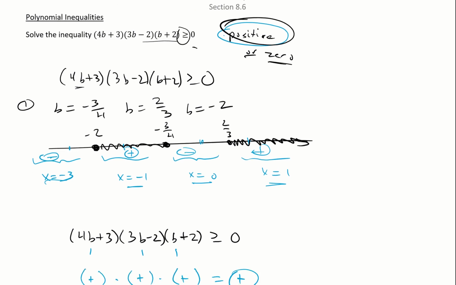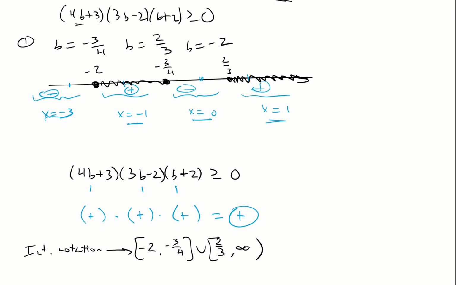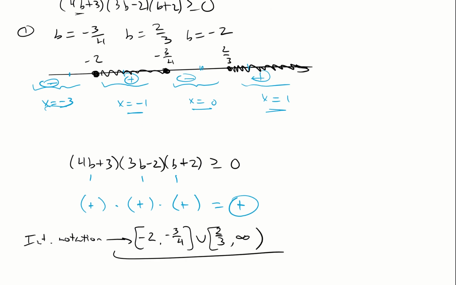Okay? So you're looking at the solution. If you want to write it in interval notation, it would be what? I bet you know. It's -2 to -3/4. And if you want to put a union, that's fine. And then 2/3 to where? Infinity and beyond. That's the solution right there.